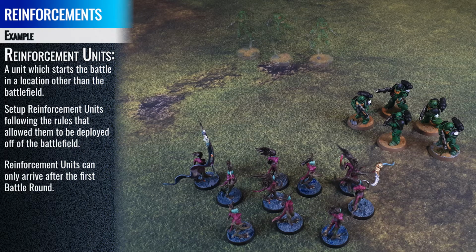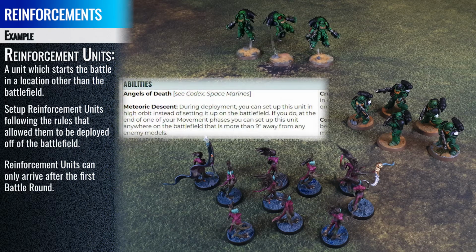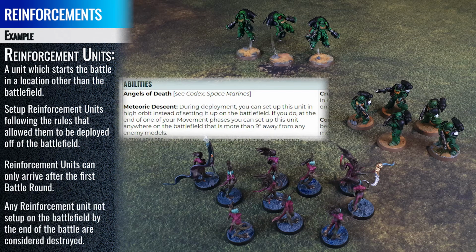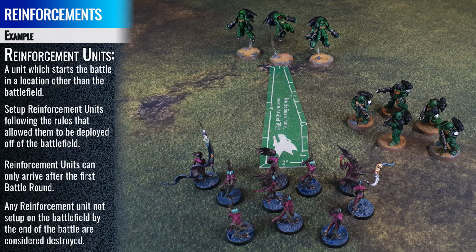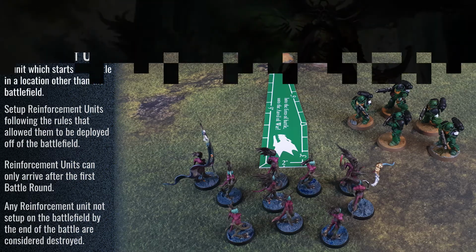For example, this Inceptor squad has an ability on its datasheet which specifies it may deploy off the battlefield, allowing it to arrive in the reinforcement step. The ability specifies it can arrive anywhere on the battlefield that is more than 9 inches away from any enemy models. Once you have set up all the units you desire to have arrive from reserves, it's time to leave the movement phase.